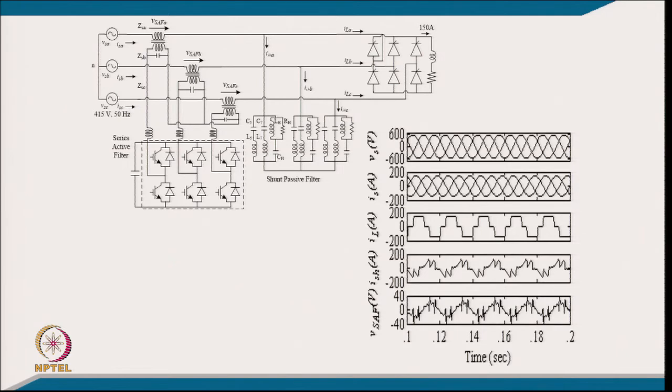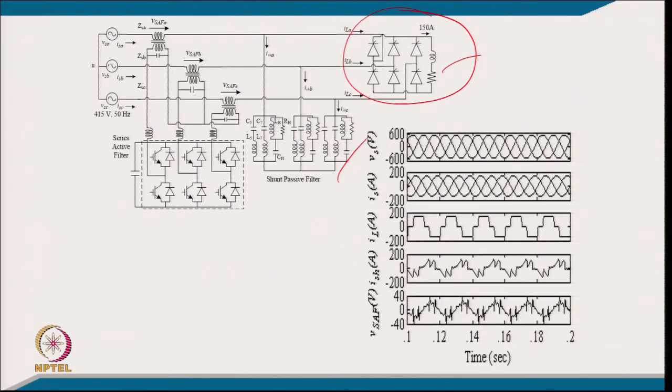So, this is the typical circuit: we have a supply voltage, a series active filter, and the load, a thyristor converter feeding a constant current of 150 ampere, and we are using a passive shunt filter. To improve the performance of the passive shunt filter we are putting a series active filter, which will force all the harmonic current required by the load into the passive filter. Or you can say the passive filter will provide the harmonic current required by the load as well as reactive power, because at fundamental frequency this passive shunt filter behaves as a capacitor.